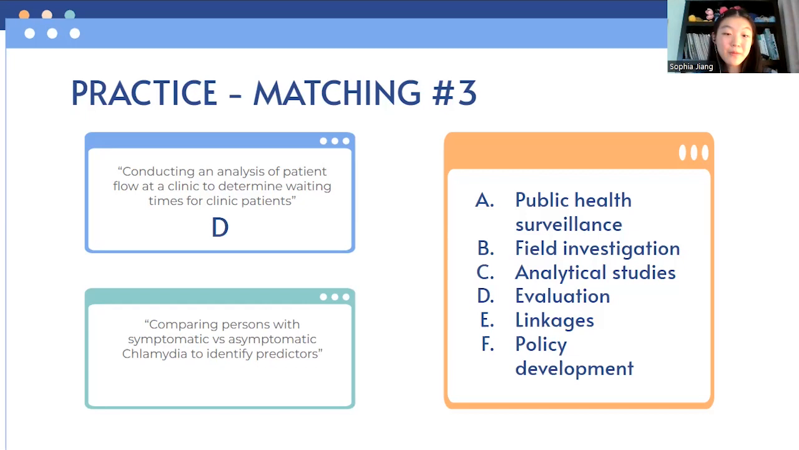And finally, we have comparing persons with symptomatic versus asymptomatic chlamydia to identify predictors. Here we do have our clear comparison group, and it is valid. People that are symptomatic, people that are asymptomatic, are two very different things, because you can't be both symptomatic and asymptomatic at the same time. So it is a very good comparison group, and it would be C, an analytical study.